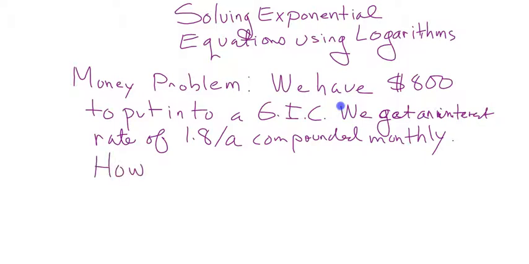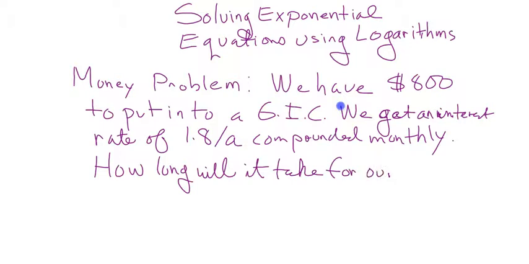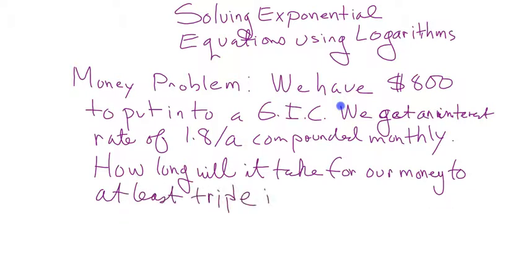How long will it take for our money to, and I'm going to throw in something here, to at least triple in value? So how much is triple? $2,400, right? So we want to have $2,400.